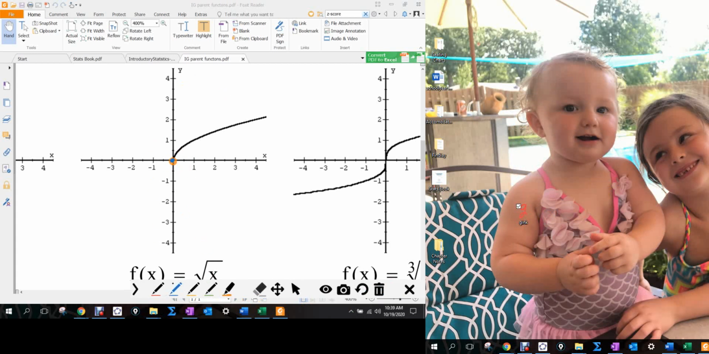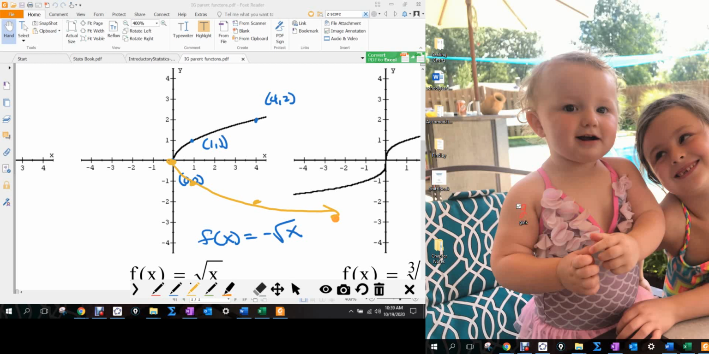So if I have 0, 0 here, and I have 1, 1, and 4, 2, and I want to come up with what f of x equals the opposite of root x looks like, what do I have to do with those y values? Just make them negative, right? So 0, 0 obviously stays 0, 0, but 1, 1 becomes 1, negative 1. 4, 2 becomes 4, negative 2. And now we've got the complete graph.